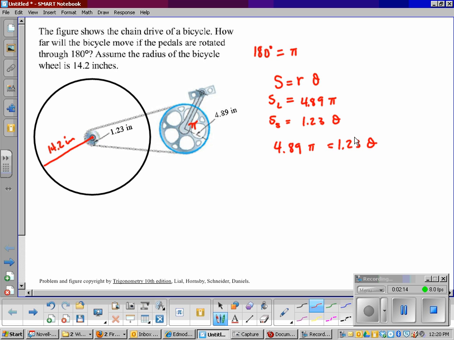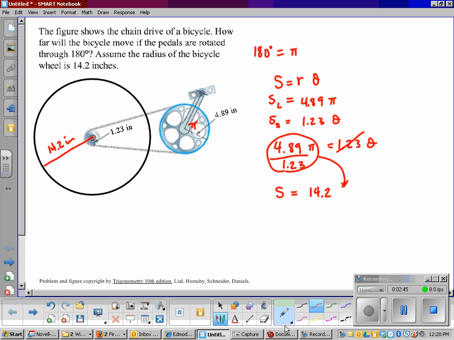You want to solve for theta, so divide both sides by 1.23. This gives me theta in radian mode, and now I know that this gear turns through this theta. And the wheel, since it's connected to that gear, turns through the same theta. So we can find the arc length of the wheel by substituting in the radius and multiplying by this theta that we found right here.